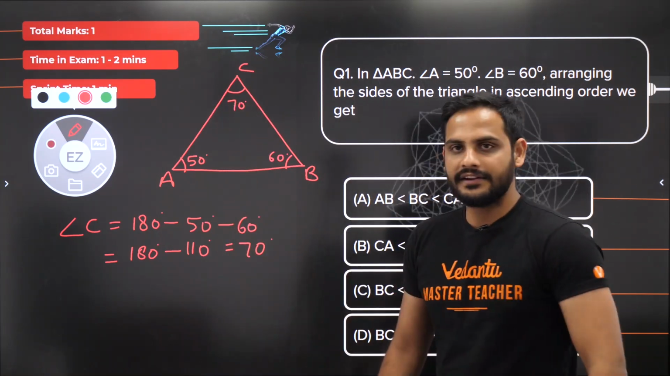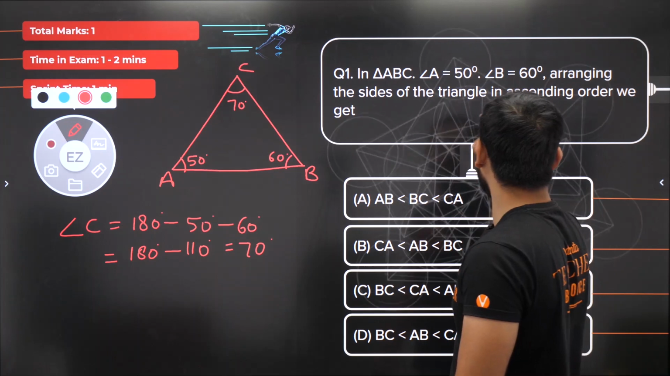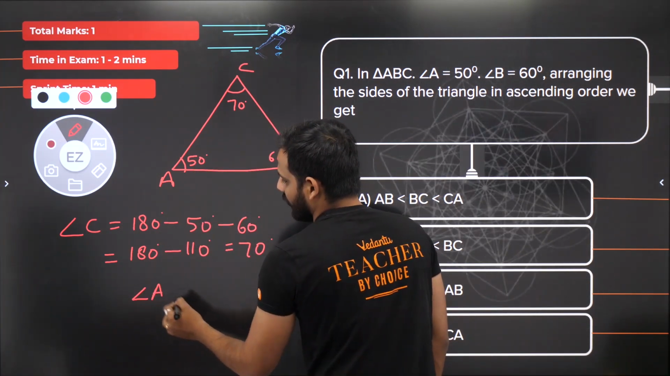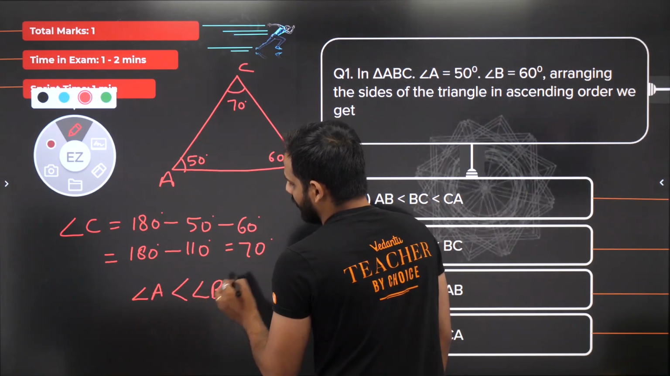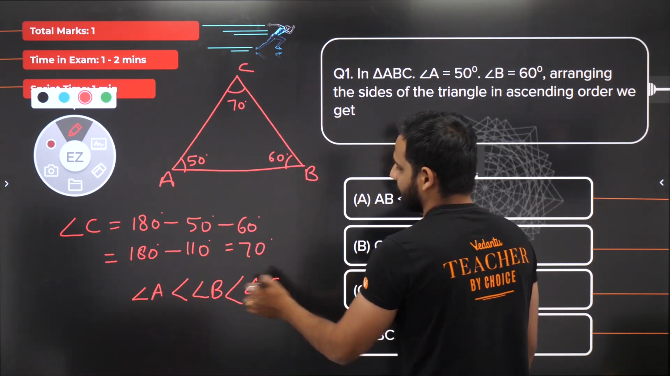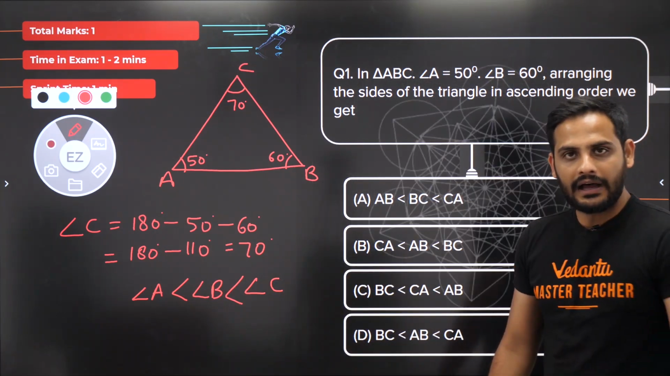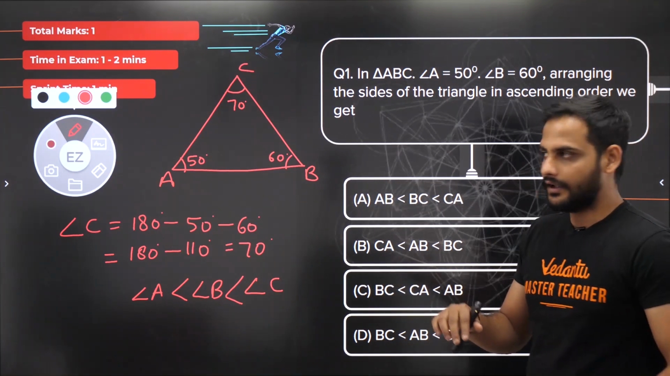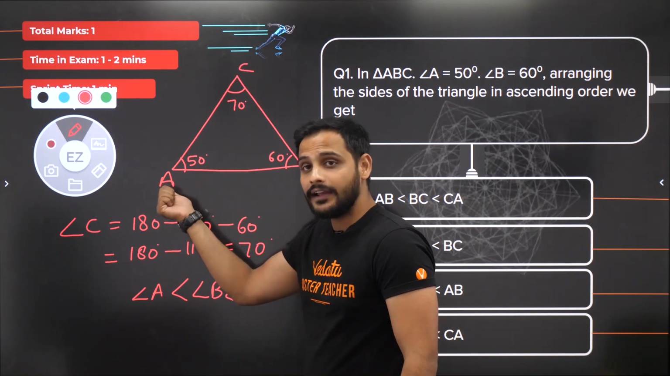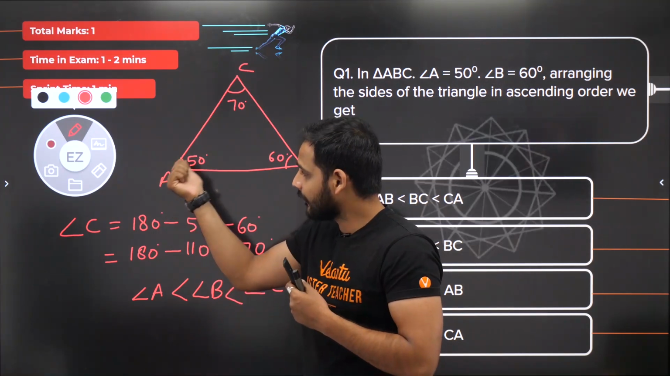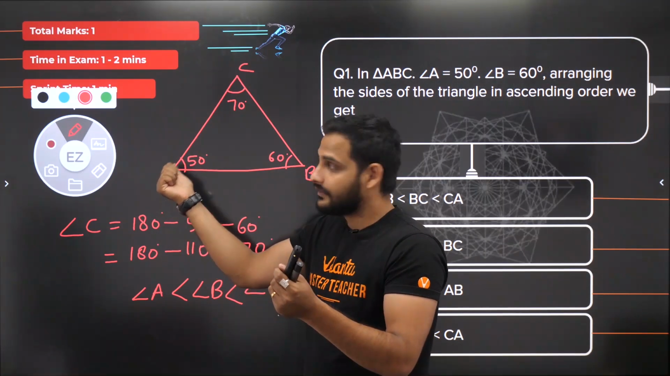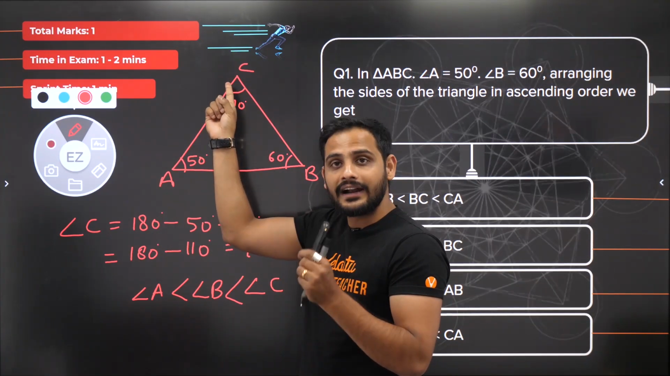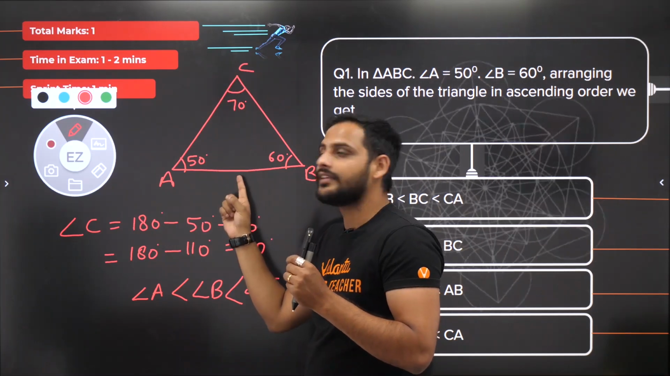Okay, so if I write the order, what do you want? You want to arrange them in the ascending order. So if I arrange the angles in the ascending order, I can say angle A, then angle B, and greater than angle B is angle C. So this is the ascending order, right? Now the sides opposite to these angles also will follow the same order. So if angle A is the smallest angle, the side opposite to angle A will be the smallest side. If angle C is the largest angle, the side opposite to angle C will be the largest side.